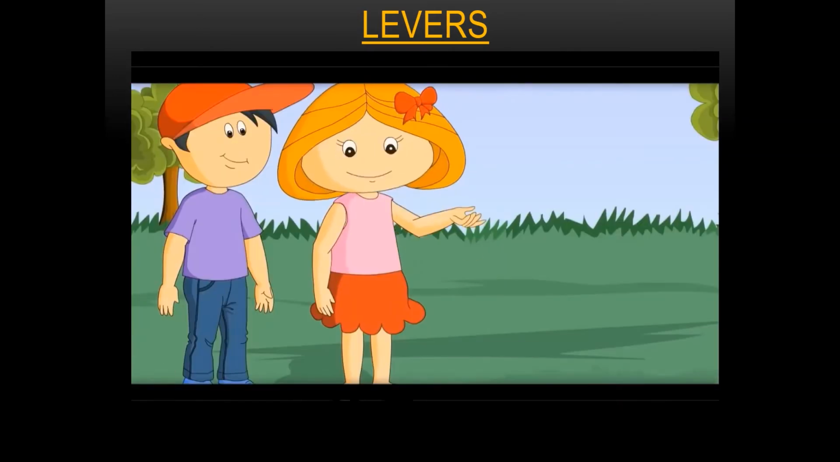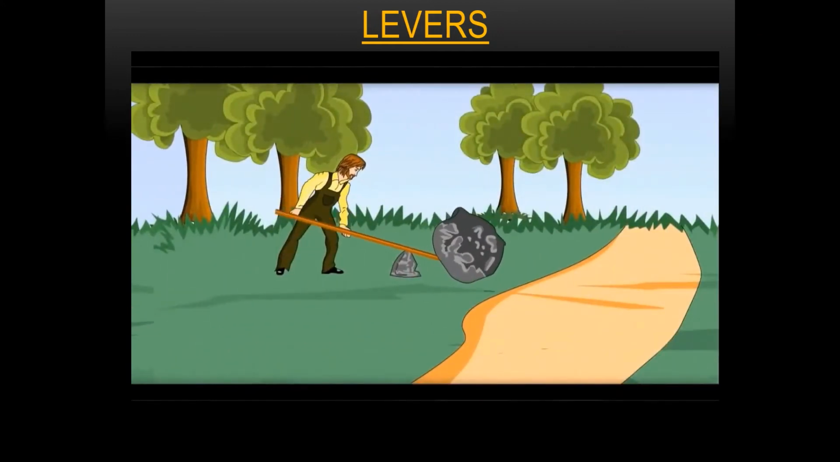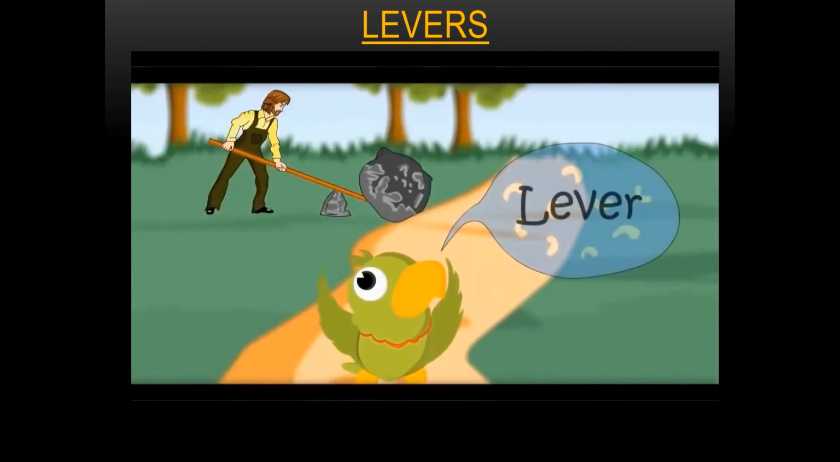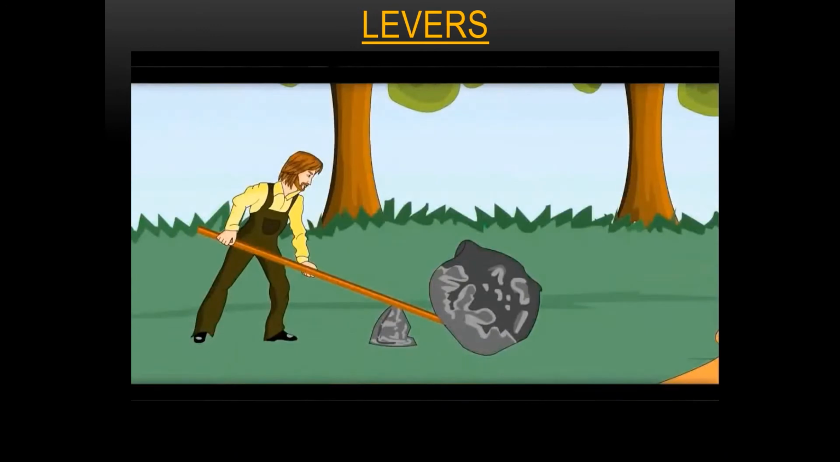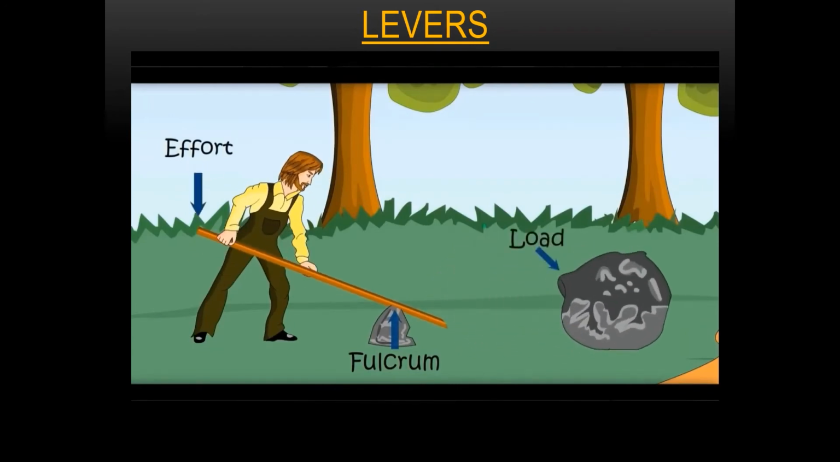Oh, see here what the gardener is doing. He's trying to move a big stone with a rod. Yes, this rod is called lever. Oh, lever? Yes, let me show you its different parts. Lever? Hey, it is fixed at one point. Yes, the fixed part is called fulcrum. And see, he's putting force with his hands. It is called effort. What is stone called here? Oh, it is called the load.